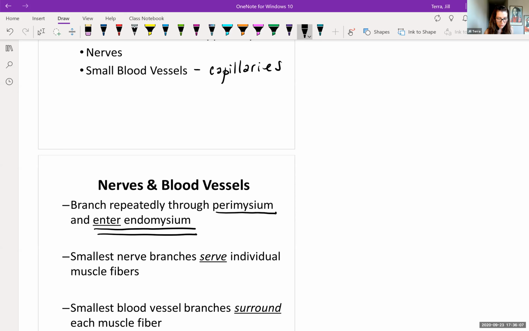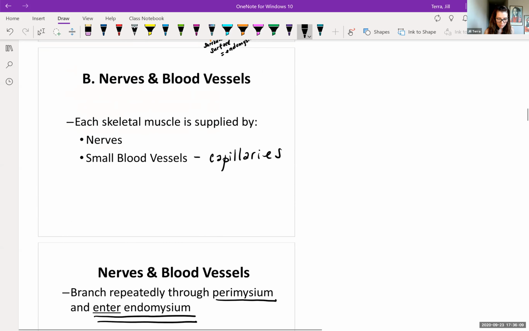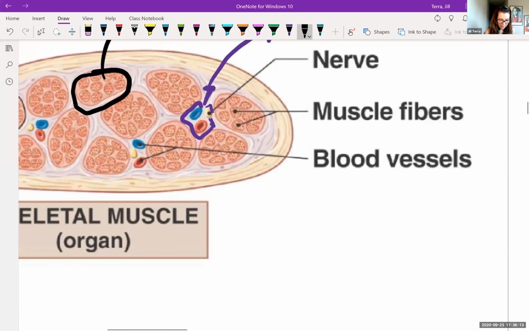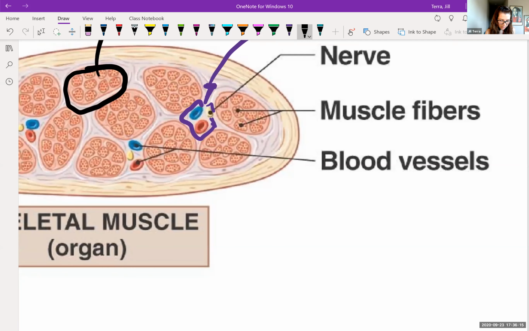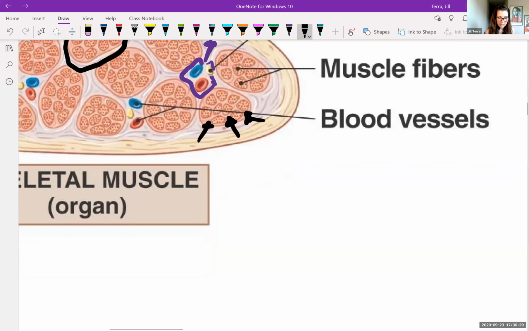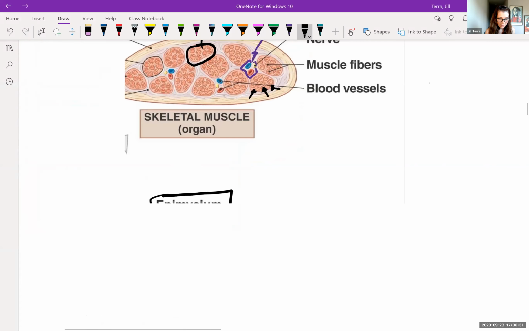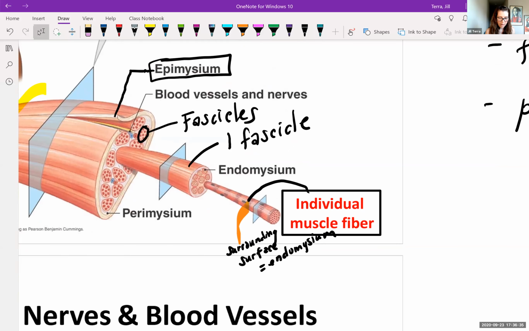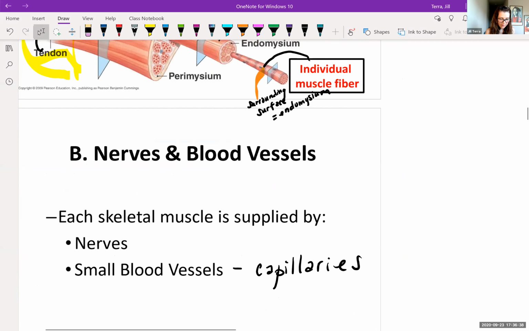So they branch through the perimysium, through this purple stuff, they get smaller and smaller, okay? And then they branch into the endomysium to reach these individual muscle fibers that are shown within the inside. Okay, so they penetrate all the way through to get to the individual muscle fiber.